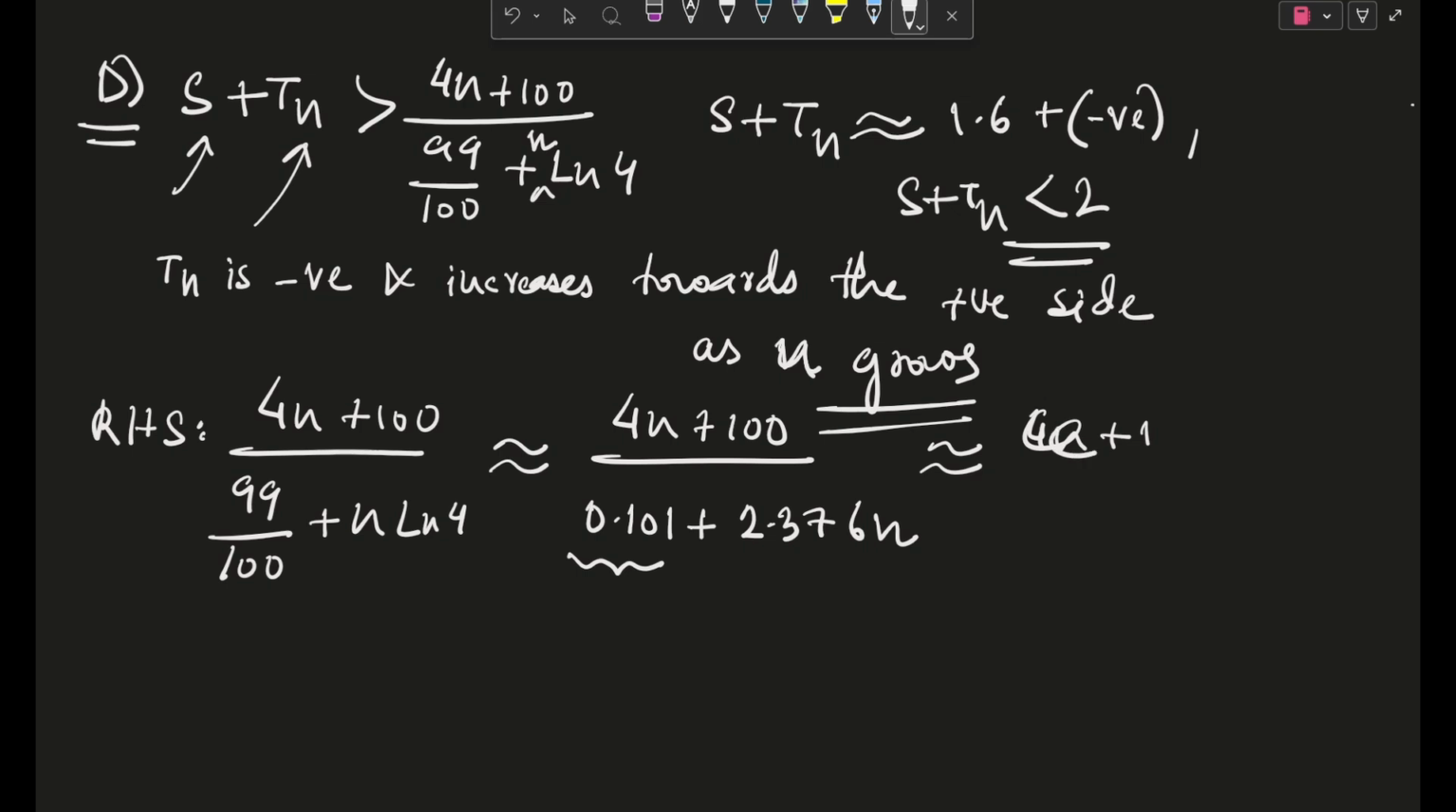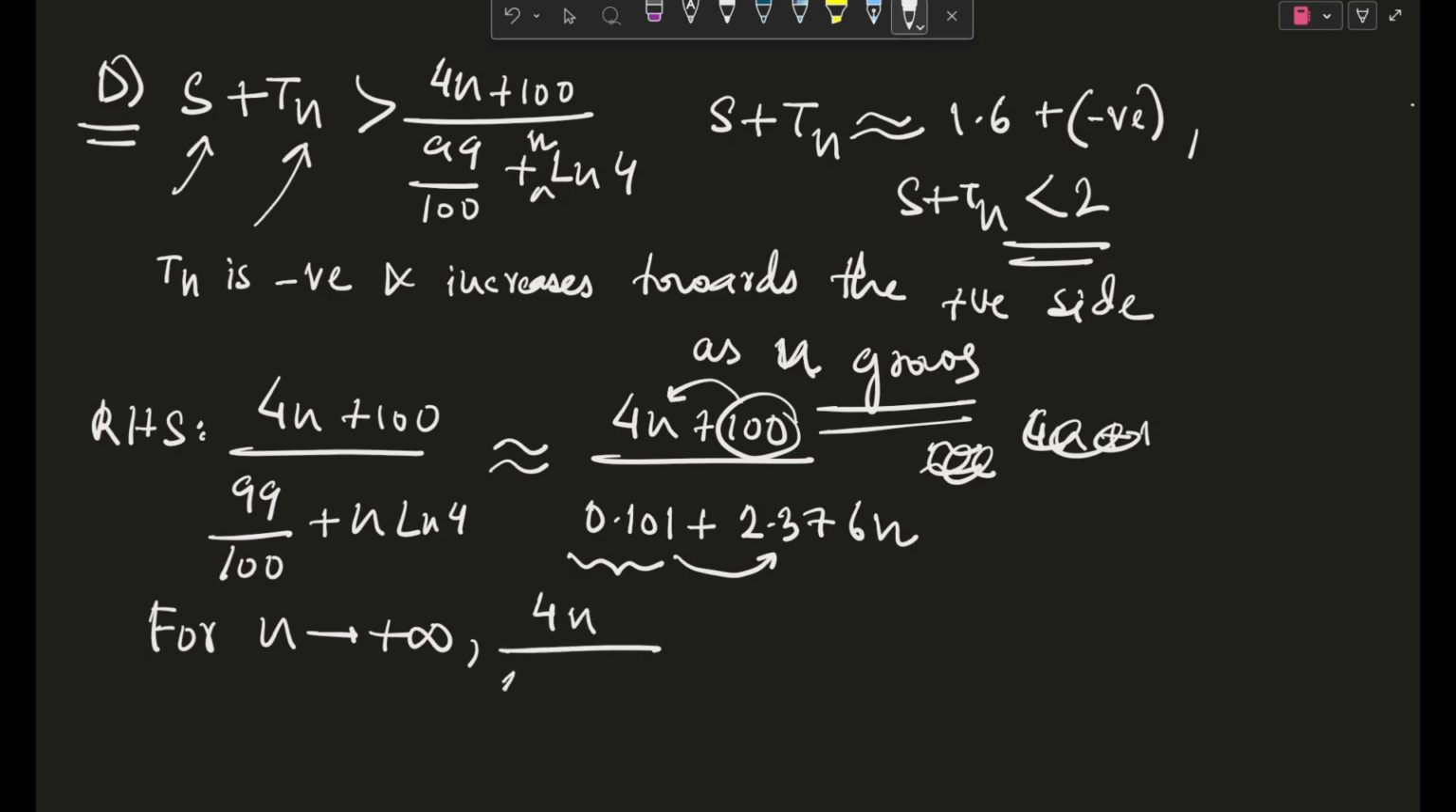Or guys, wait, don't put this logic into the approximation. The logic is, when we tend n to plus infinity, when we increase it to a very huge value, then this thing will become negligible in front of this, right? So we can easily approximate, and not only that, 100 will also become very negligible in front of 4n. So this will become 4n by 2.376n directly. The n gets cancelled, and what you are left with is 1.68, because 4 by 2.376 is approximately 1.68.